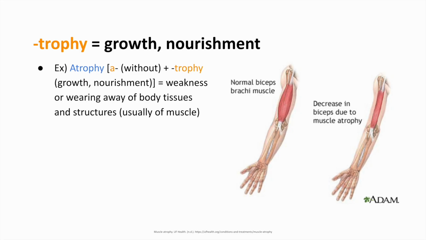So to the left is a normal human muscle. When you have muscle atrophy, your muscle will decrease in size and also in the number of fibers and will be weakened.